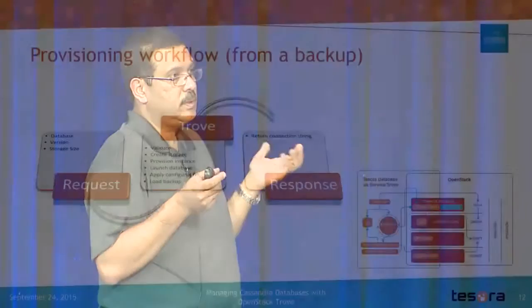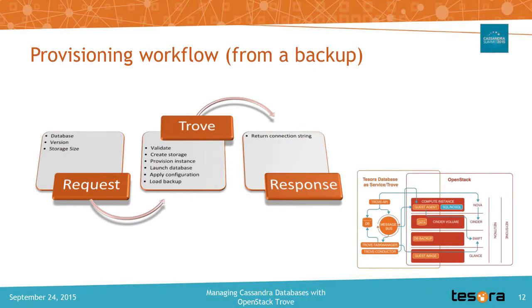Now that you created a backup, what can you do with the backup? Okay, I took a backup. Give me an instance based on that backup. Right? So load from that snapshot. Again, same 3 things, and identify the backup. Trove will create the storage, provision the instance, load the backup for you, and hand you the same connection string. All done for you.